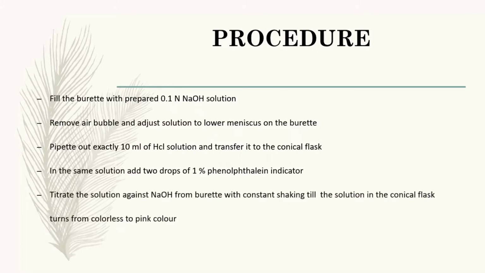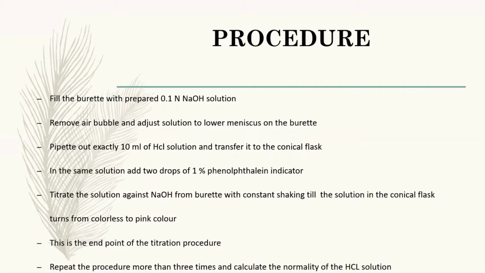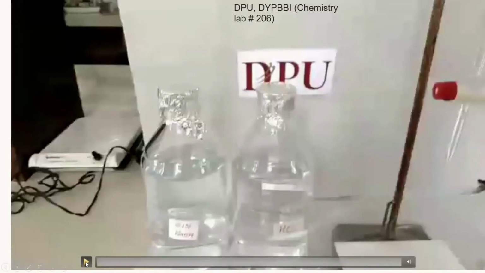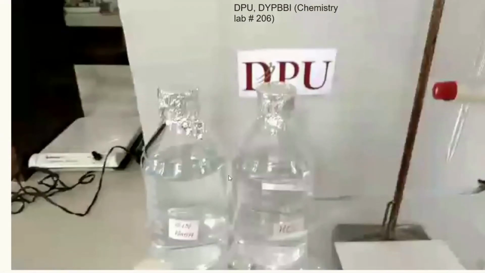Titrate the solution against NaOH from the burette with constant shaking till the solution in the conical flask turns from colorless to pink color. This is the end point of the titration procedure. Repeat the procedure more than 3 times and calculate the normality of the HCl solution. Let us see how the experiment can be conducted in a laboratory.